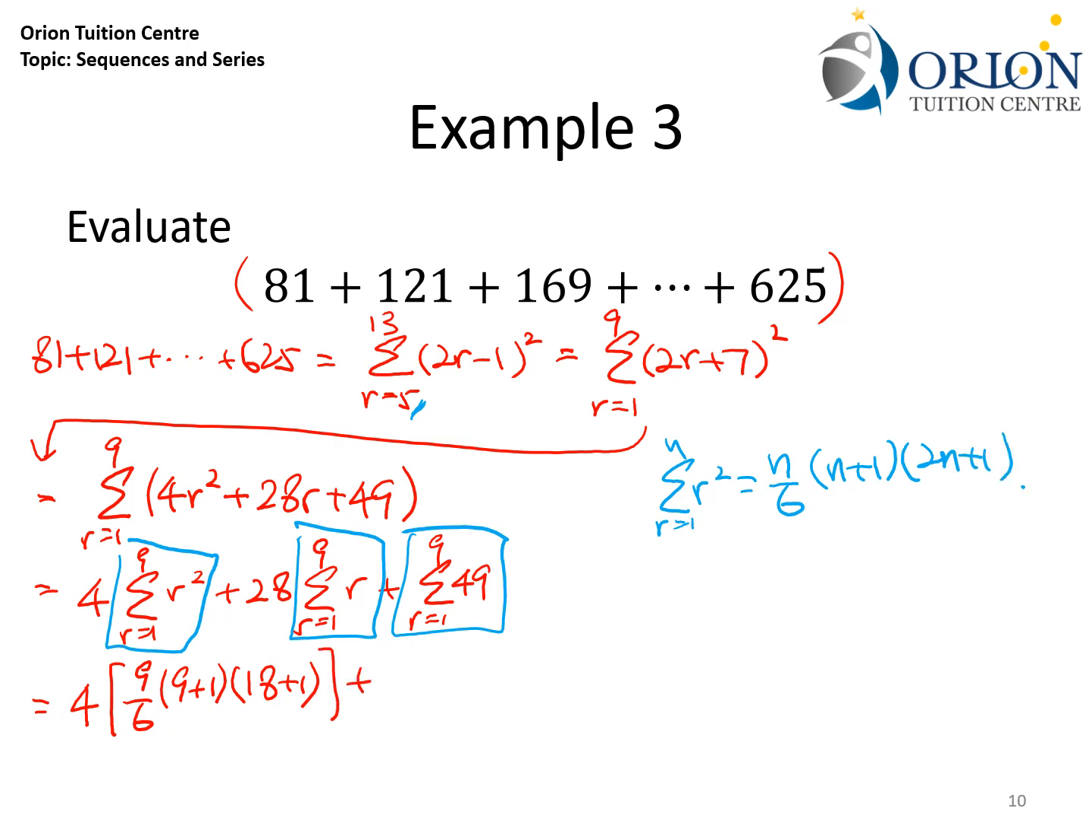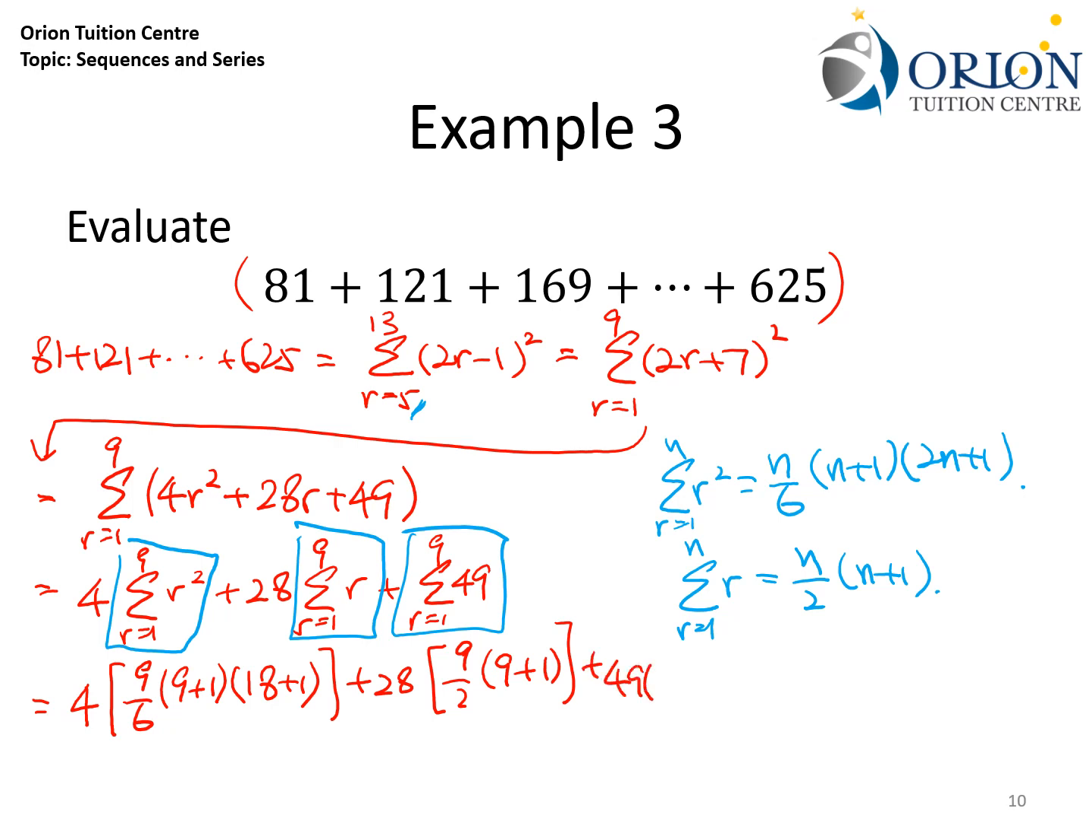And this second term over here is 28, 9 over 2, 9 plus 1, because we have the formula for summation of r equals 1 to n of r being n over 2, n plus 1. And finally, we have 49 times 9, because summation of r equals 1 to n of a constant term a is simply a times n. And therefore, we can press our calculator to evaluate this sum, which gives us 2841.